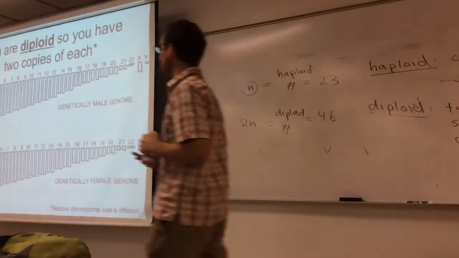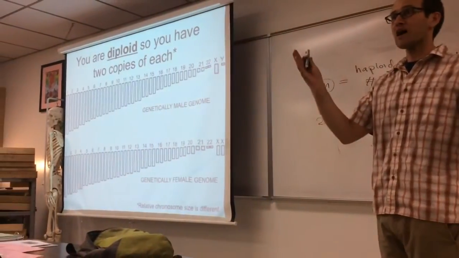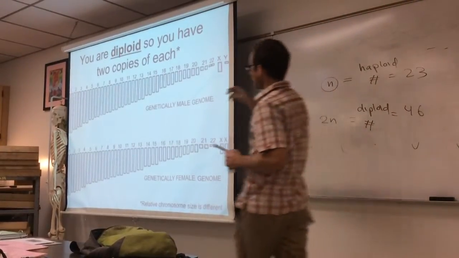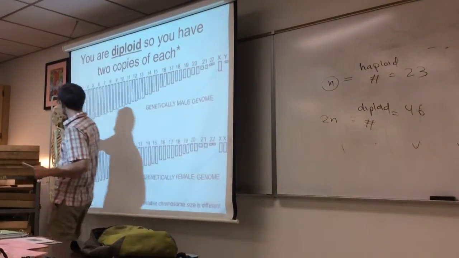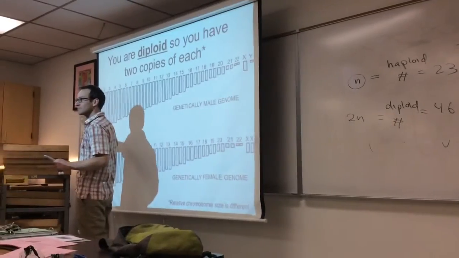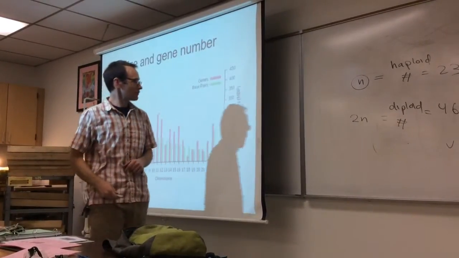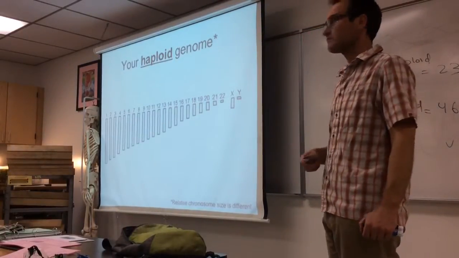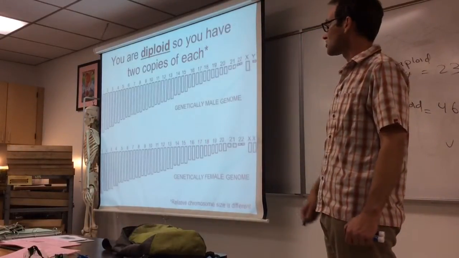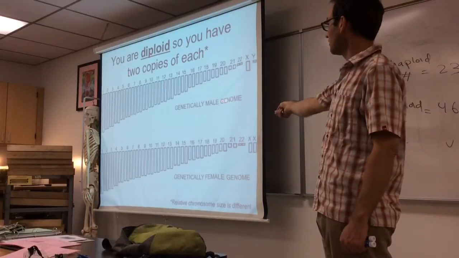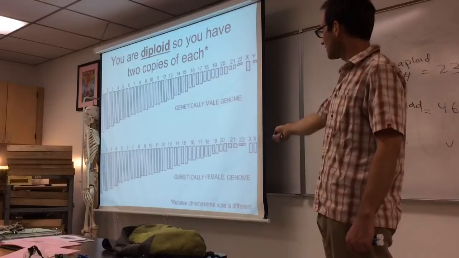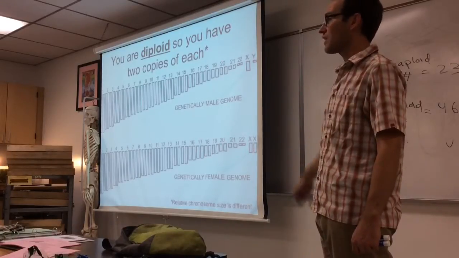You guys all exist as diploid. All right? Your body, your mind is diploid. So that means that you have 2 copies of every chromosome. So I've taken your haploid genome and I've doubled it. So if you look, here's your diploid genome. If you're male, you have an X and a Y for the sex chromosome. If you are female, you have 2 X's.